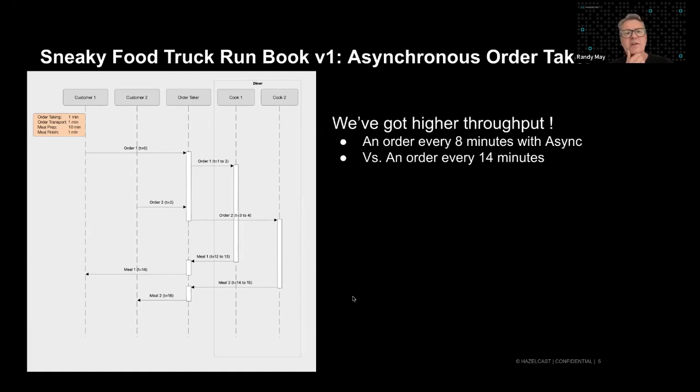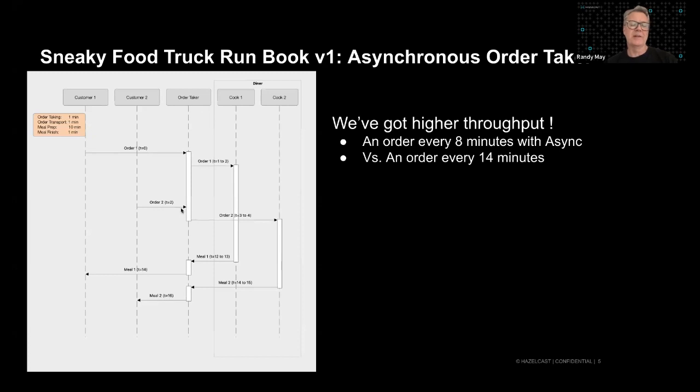Well, the order taker could act asynchronously. So let's play this a little differently. At t equals 0, the order taker dispatches an order, and it's being cooked by minute 2. This cook is waiting, but rather than waiting for that to come back, the order taker just turns around and takes the next order.